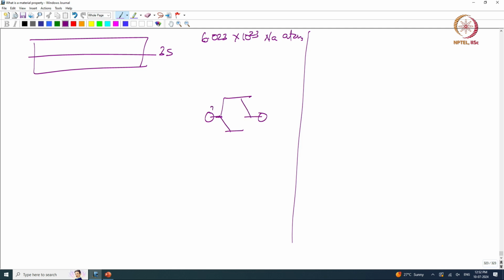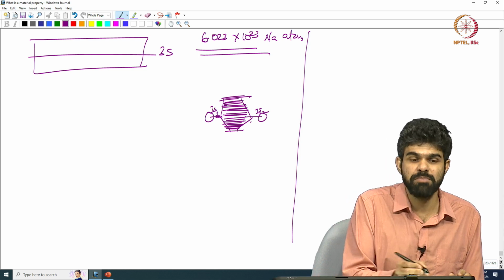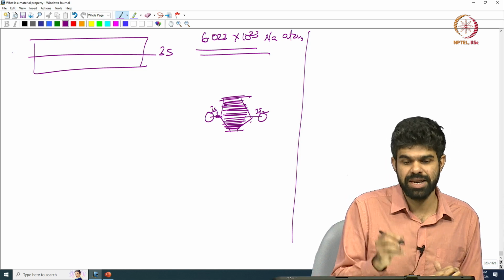This is the 3s level of sodium 1, this is the 3s level of sodium 2, and it will split up into 2. Like that, if I bring 6.023 times 10 power 23 atoms, the band will split up into 6.023 times 10 power 23 different states, and that is a complete band. So, that is why I get a band.